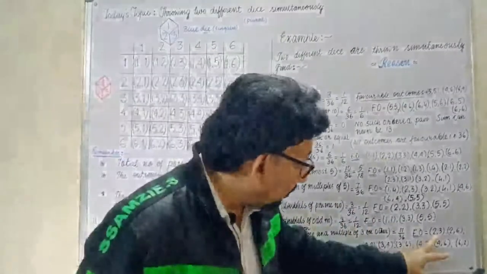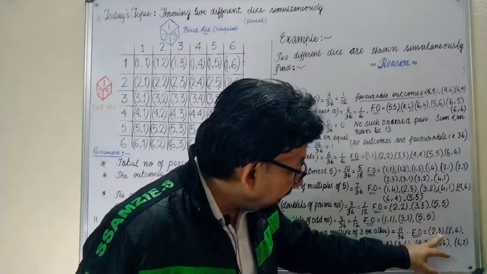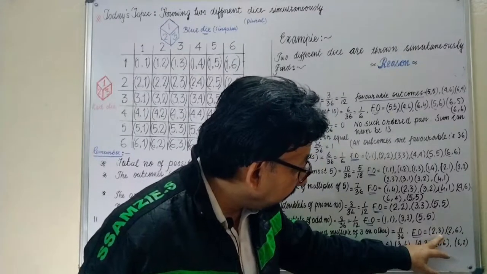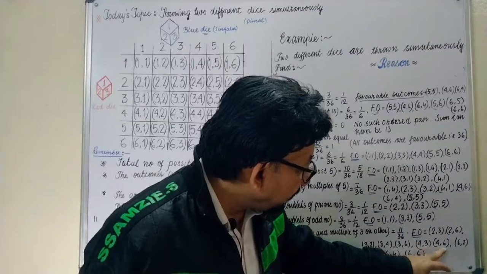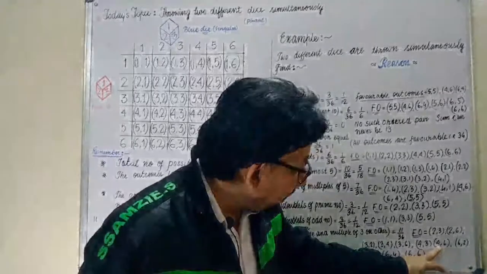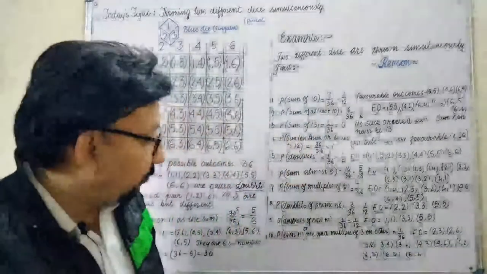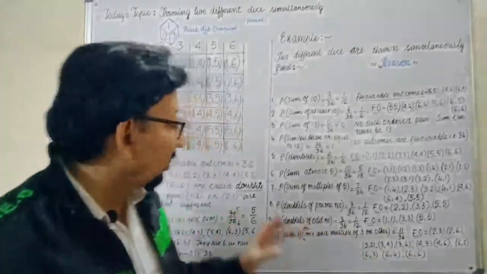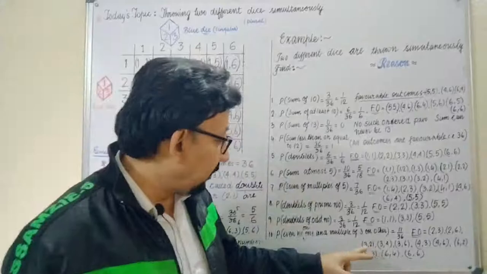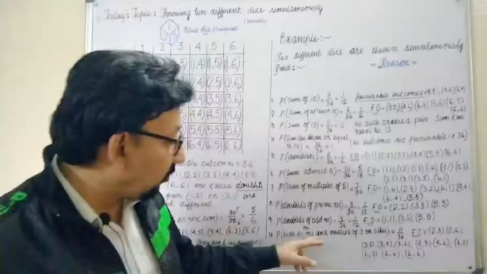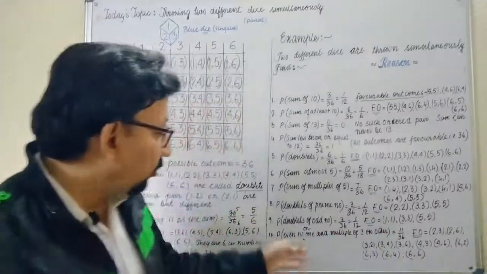Look, I am giving you some examples. 2 is an even number and 3 a multiple of 3. 4 is an even number and 3 a multiple of 3. 4, 6: 4 is an even number and 6 is a multiple of 3. So there are 11 such ordered pairs from this experiment, with an even number on one and a multiple of 3 on the other. So 11 by 36 is the probability of this.